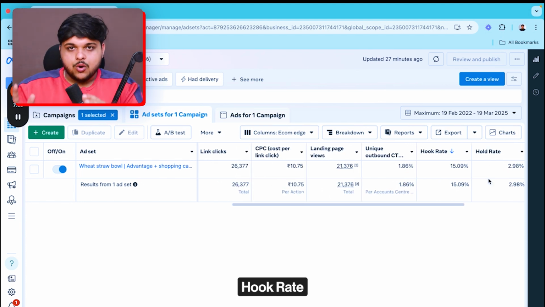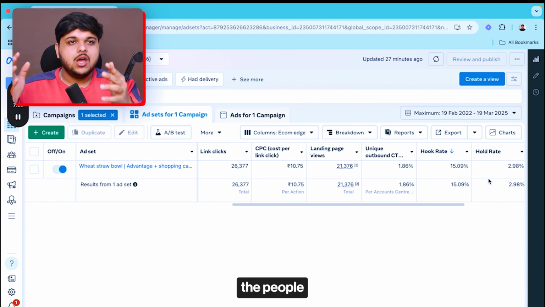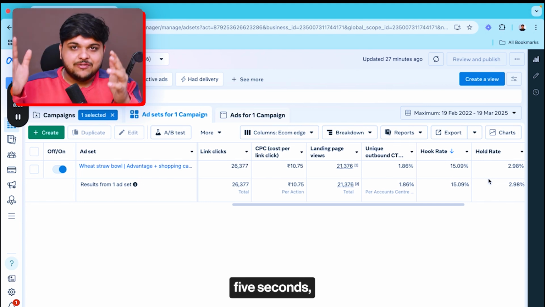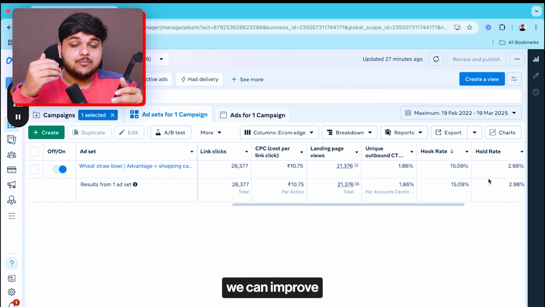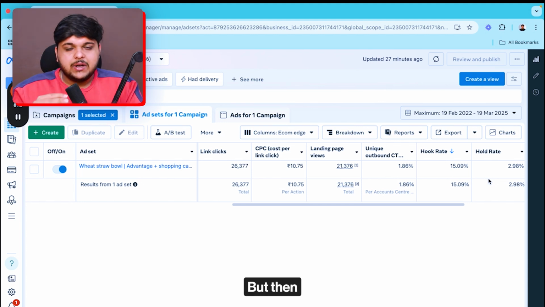Then we also track hook rate, which is basically for video, especially, the percentage of the people who have seen our ad for at least 5 seconds, so that we can see whether we can improve our hook rate or not. 15% is not that good of a hook rate, to be honest, but some of our ad creatives are just 6 or 7 seconds long. So in that case, we can consider the hook rate to be fair.